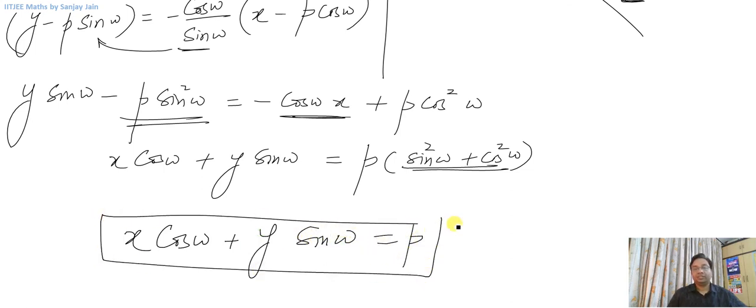So this is the equation of a straight line in normal form, where the length of the normal is p and the angle made by the normal with positive direction of x-axis is omega. So this is the equation that we were looking for. Okay.